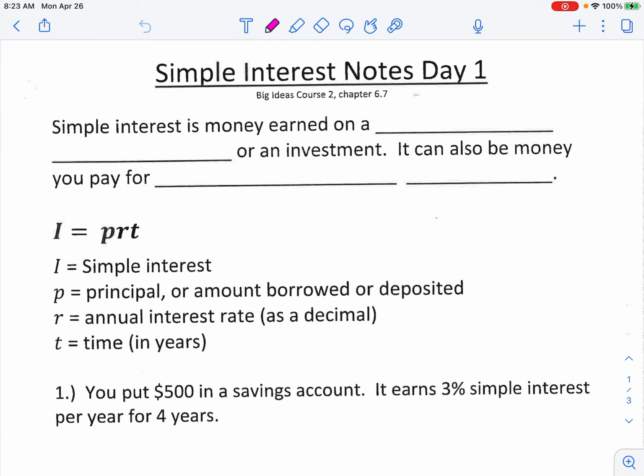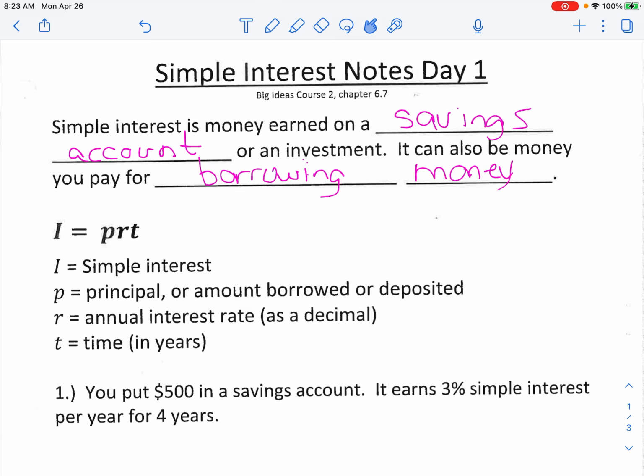So first of all, simple interest is money earned on a savings account or an investment. It can also be money that you pay for borrowing money. So interest can be a good thing or interest can be a bad thing. So we're going to talk more specifically about those.